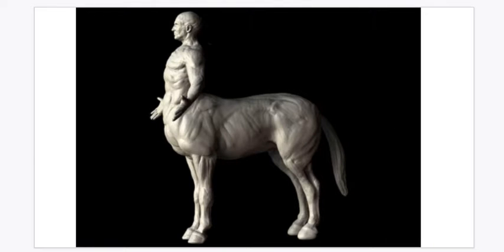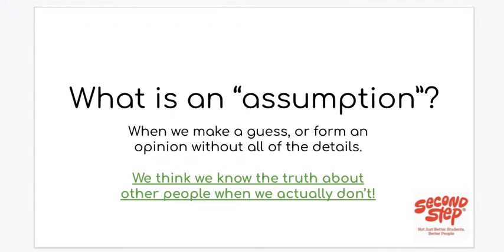Now if I give you more information and I show you the actual picture, the truth, we discover that most of us made an incorrect assumption, right? This is not actually a picture of a horse, it's actually a picture of a centaur or a medieval character, a legend, a piece of a legend, a mythical being. So what is an assumption? An assumption is when we make a guess or form an opinion without all of the details. It's when we think we know the truth about other people when we actually don't.